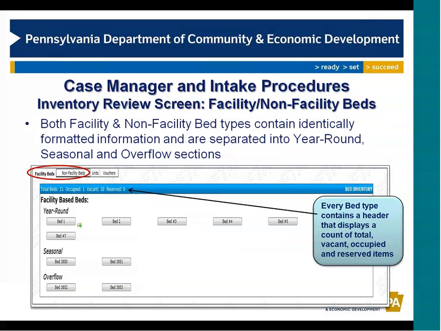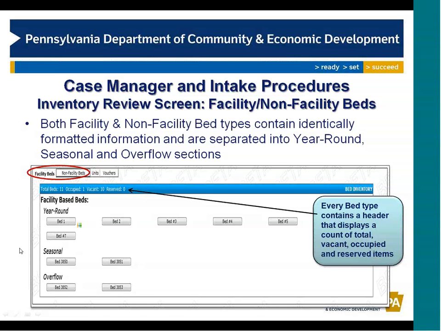Okay, now, like I said, they have slightly different traits, so I'm going to show you each of the different ones. Facility and non-facility beds are basically the same as throughout the whole training, so we're going to explain them jointly here. They're broken up into 3 different areas: year-round beds, seasonal beds, or overflow beds, and depending on their specific availability, they'll be shown under their specific area. If you don't have any seasonal or overflow, you'll just see no beds defined, and that's not anything you have to worry about.